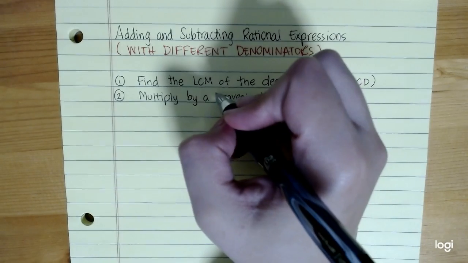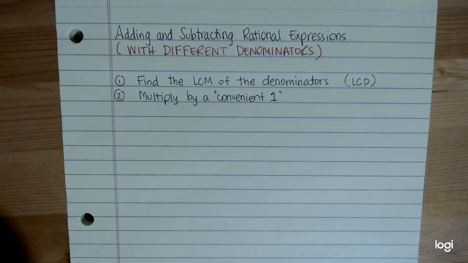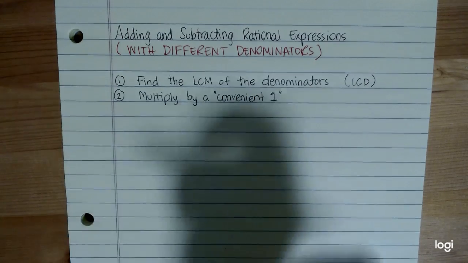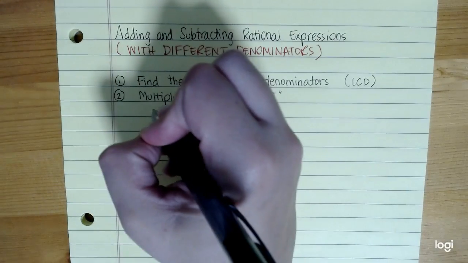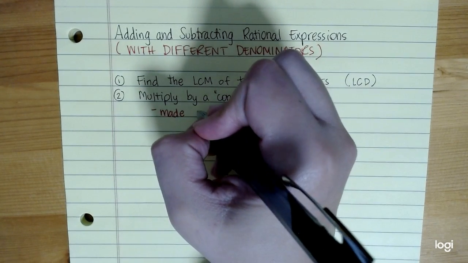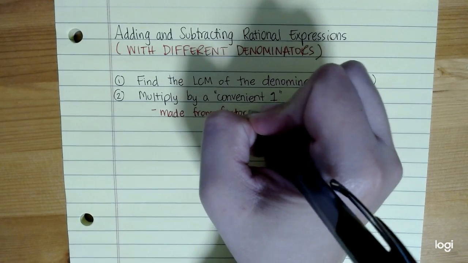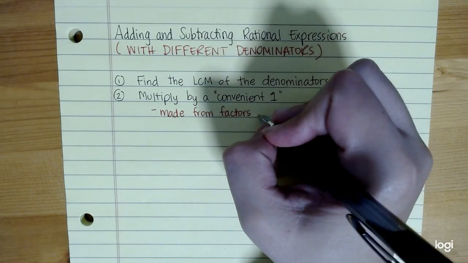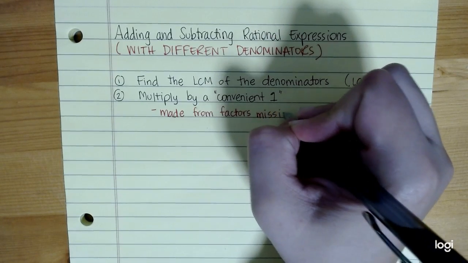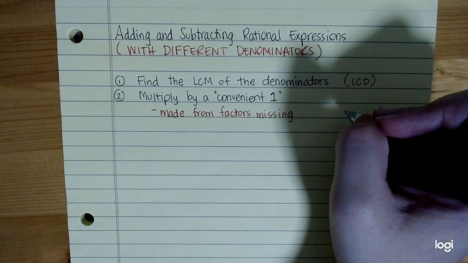So we've heard that phrase before. I talked about it in 5.1 and I've talked about it in our regular class meetings before. So we're going to multiply by a convenient one. Now this convenient one is made from taking your factors that each of those denominators is missing to look like the LCD.